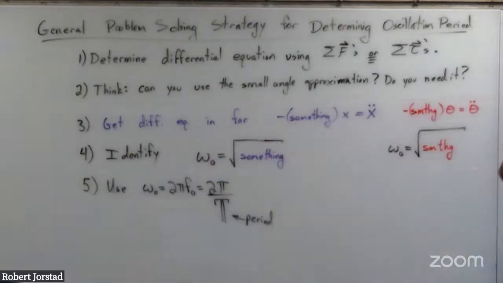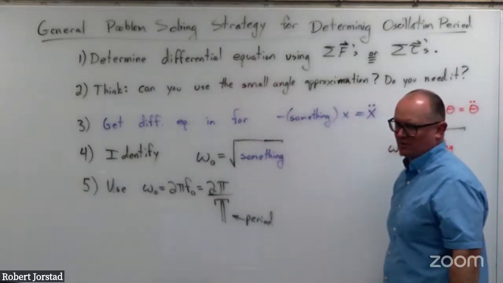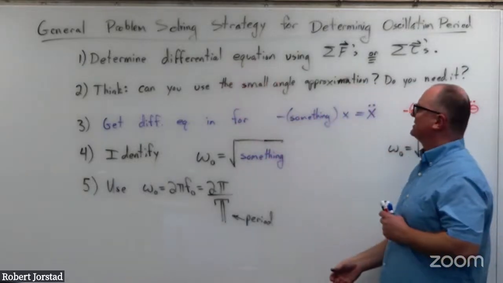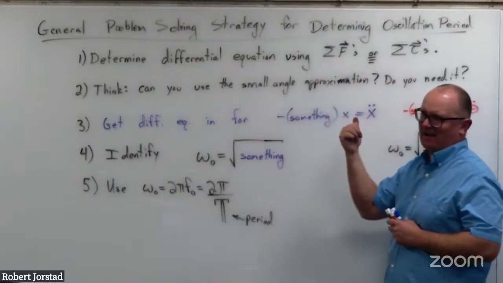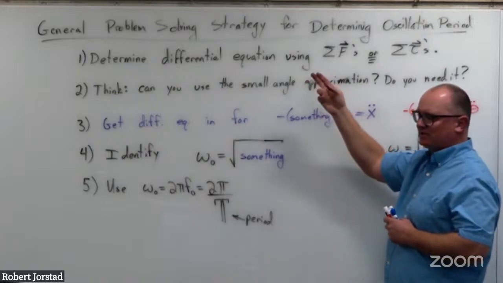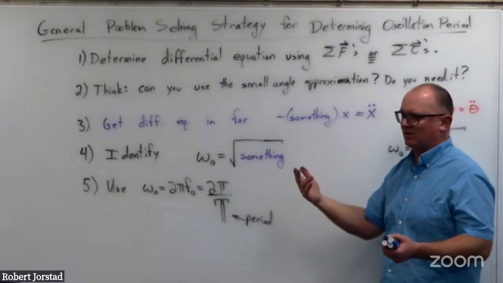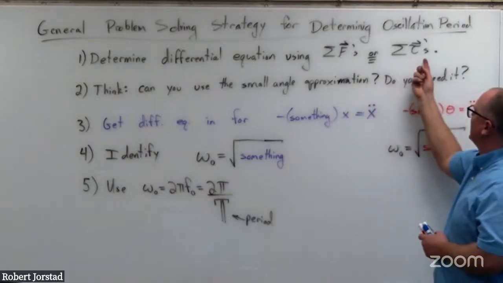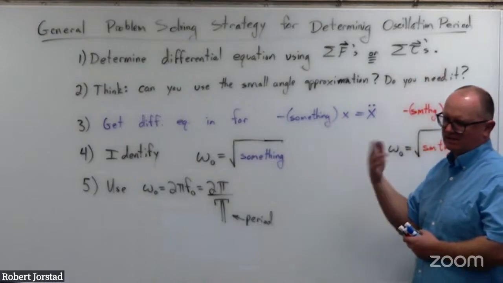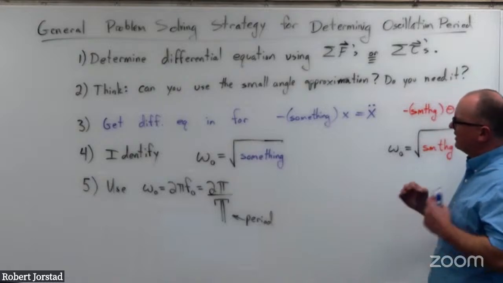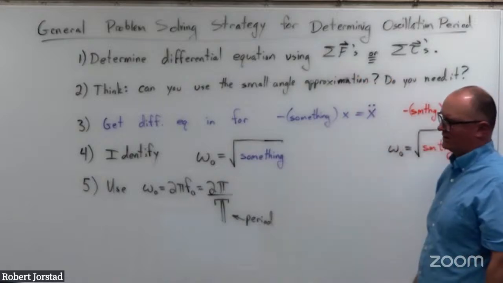Okay, so the first thing you want to do is determine a differential equation. How do you do that? That's usually sum of forces equals ma, or sum of torques equals I alpha. Remember, that gives you the differential equation because acceleration is d squared x dt squared, or x double dot, and alpha is theta double dot, or d squared theta dt squared. So we get our differential equation. Essentially, that just means write down your force equation or your torque equation.